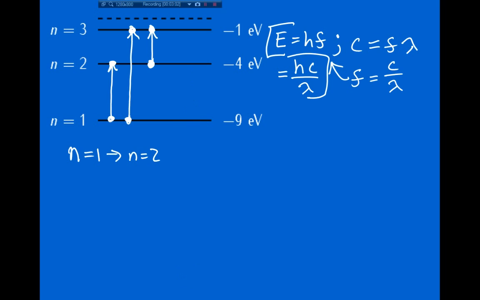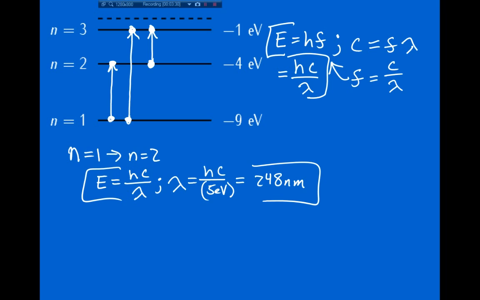So that photon has 5 electron volts, and that energy is equal to Planck's constant times the speed of light divided by its wavelength. Solving this for the wavelength of the photon, I see that it's equal to Planck's constant times the speed of light divided by the energy. In this case, that energy is equal to 5 electron volts. And if I plug these numbers into a calculator, I can see that that wavelength will be equal to 248 nanometers. So this is the wavelength of light that you would need to excite an electron from the n equals 1 up to the n equals 2 state.